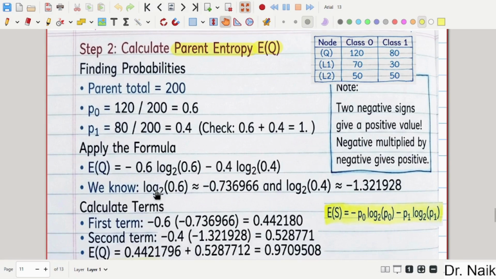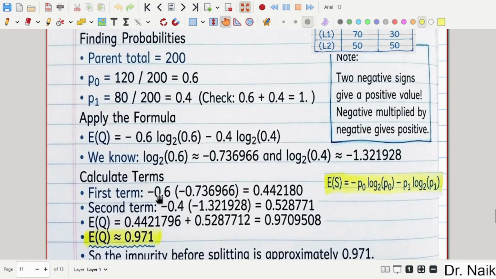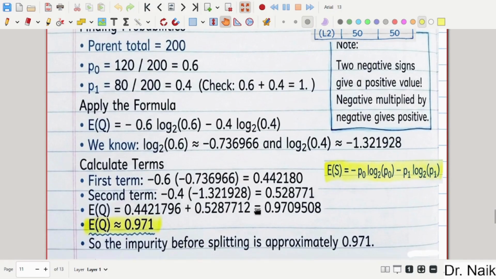So calculate the log with a base 2 of 0.6, which is minus 0.736966, and log with a base 2 of 0.4 is minus 1.321928. So after substitution we have minus 0.6 times minus 0.736966, which is equal to 0.442180, and minus 0.4 times log with a base 2 of 0.4, which is minus 1.321928, so it becomes 0.528771. So add these two terms.